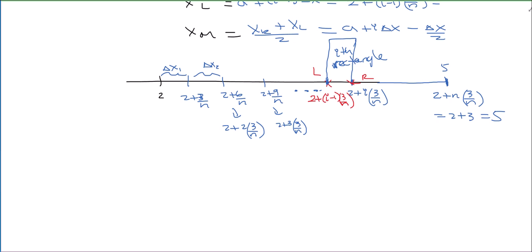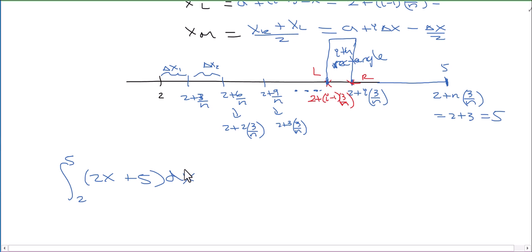So now I already know. Let's put it all together then. I want to be able to write my exact area, so the integral from 2 to 5 of the function, which was 2x plus 5, as a Riemann sum, right? I want to find the exact area under the curve. So this gives us the area under the curve and above the x-axis.